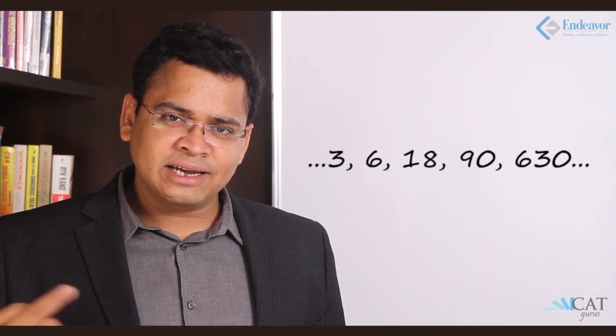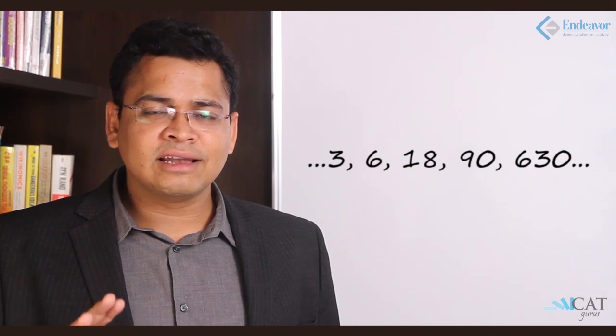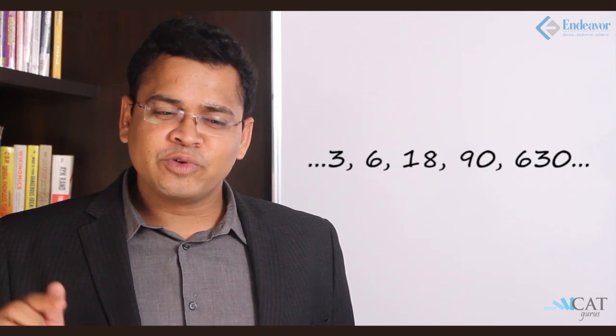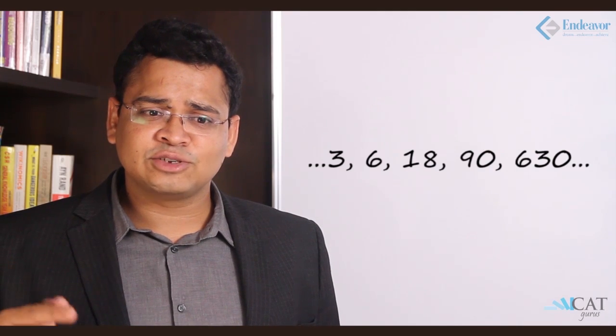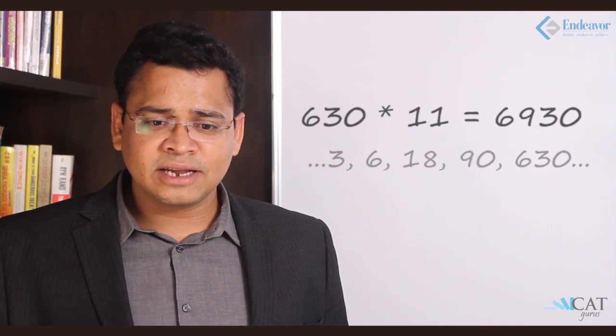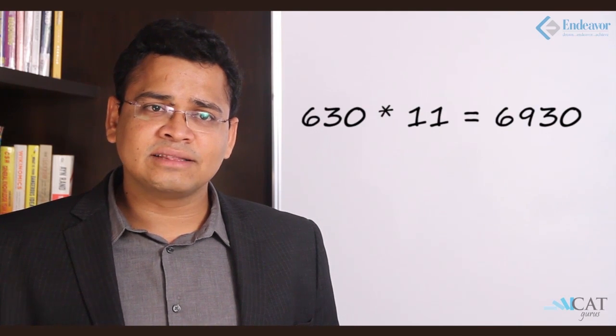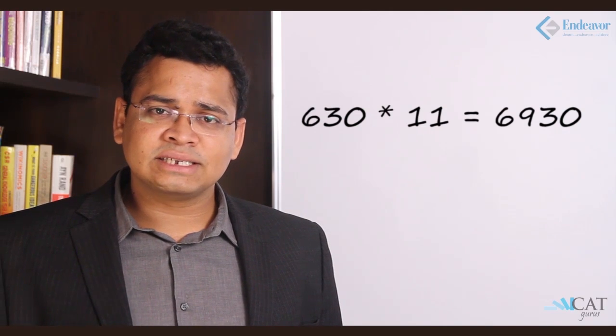We see the next one, 90 into 7 is 630. So we are very clear this is the pattern. With the last number given as 630, the next multiplier has to be 11. So 630 into 11, that gives me 6930. That is the product series.